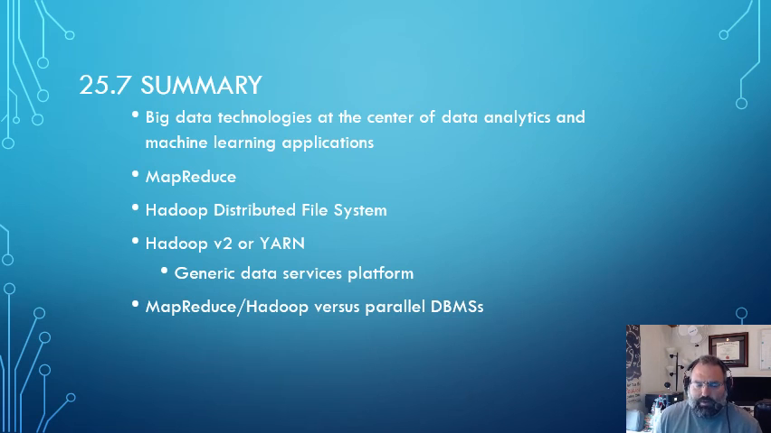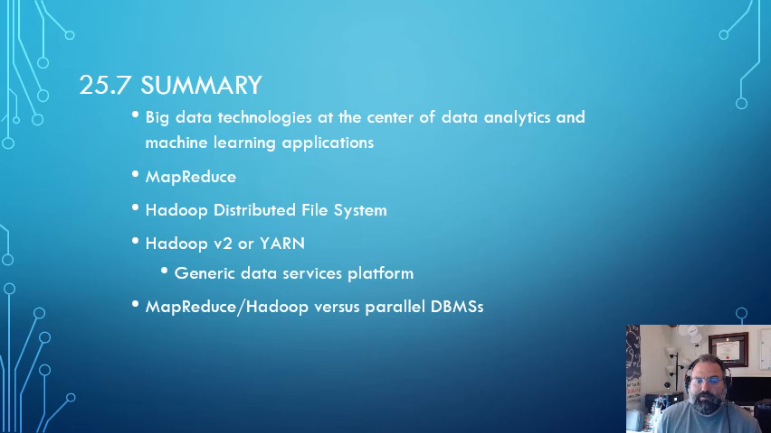MapReduce, very relevant in its day, less so today because it is actually shrinking in utilization. Part of that's because of cost. Having an expensive cluster running all the time, kind of a problem. We like to be able to turn things off, and we like to pay just for those cycles of the computer that we actually use.